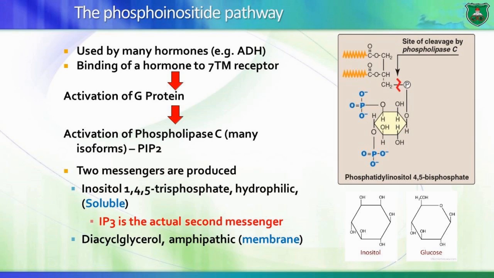There's another pathway. So we have a G protein pathway that relies on adenylate cyclase and cyclic AMP, but we have another pathway that utilizes G alpha Q that results in the production of different secondary messengers, namely IP3 and diacylglycerol. So it's the same idea. You have certain hormones that bind to 7 transmembrane receptors, activation of G alpha Q, and that causes activation of an enzyme known as phospholipase C.